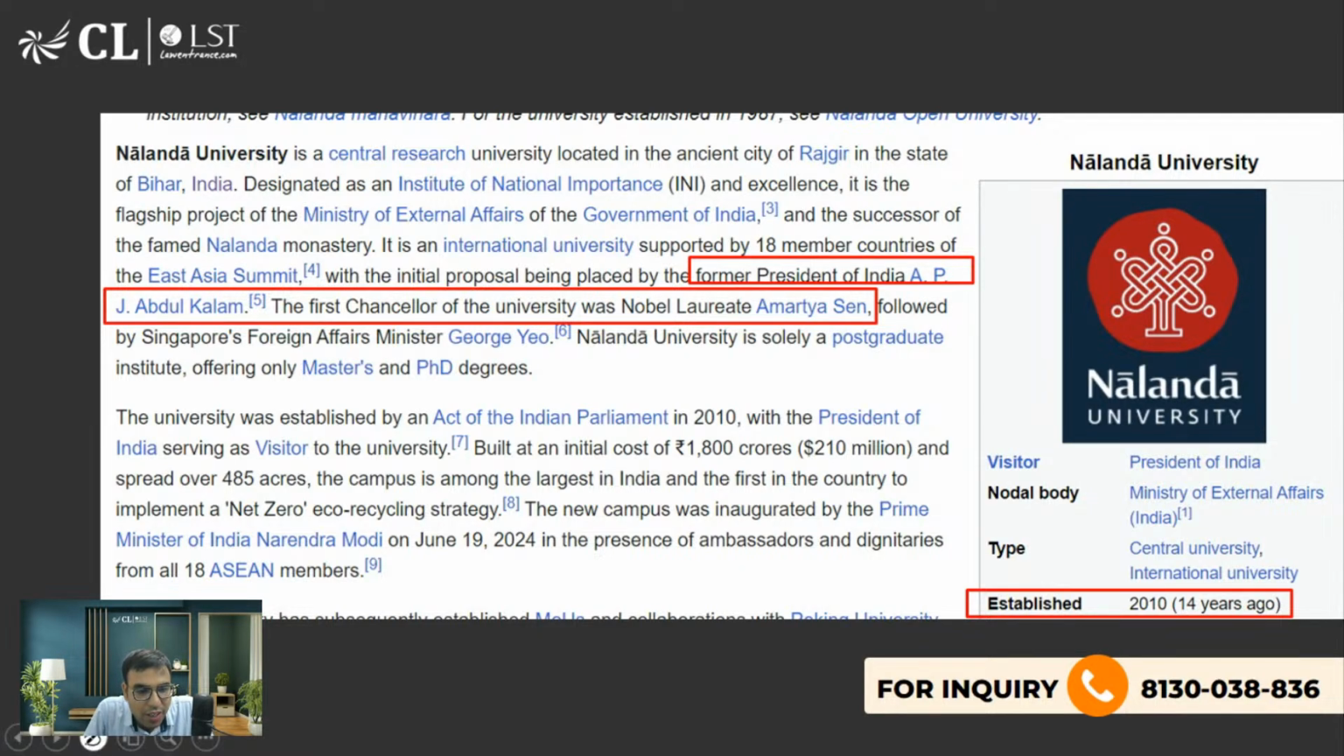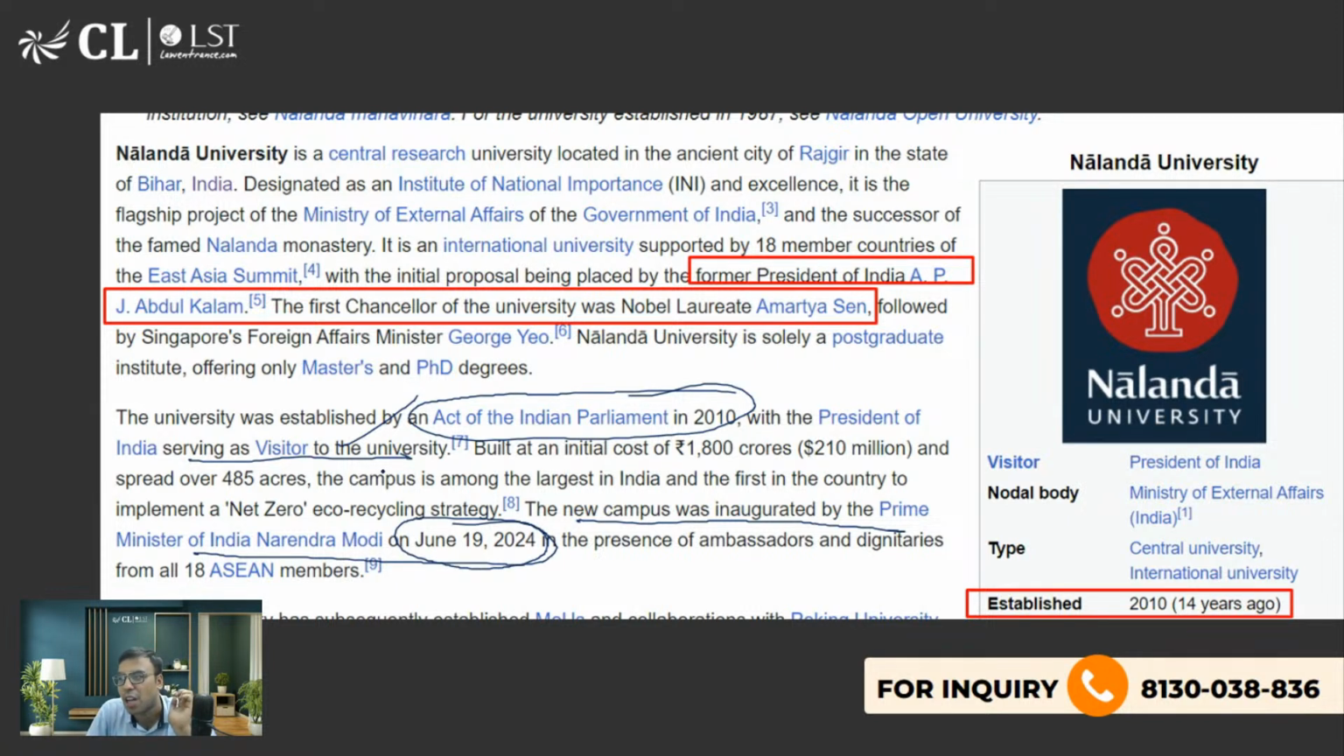If you read the Wikipedia page, former President APJ Abdul Kalam was very much interested. Then Amartya Sen, Nobel Prize winner, and Singapore's foreign minister were also interested to re-establish it in 2010. An act of the parliament was also passed in 2010, with the president as the visitor, because the visitor of a Central University is the president. PM Modi inaugurated a new campus last year, not this year, in Nalanda University also.